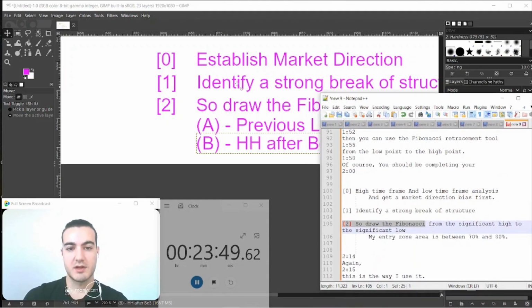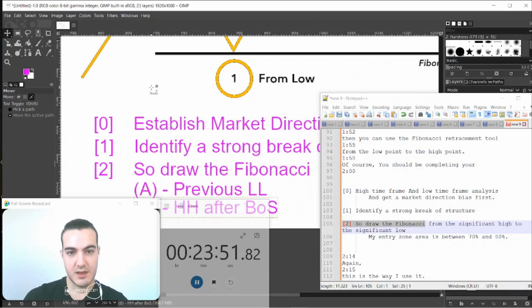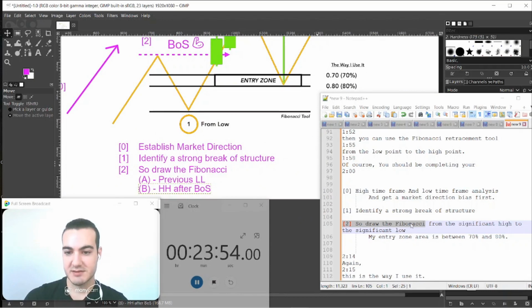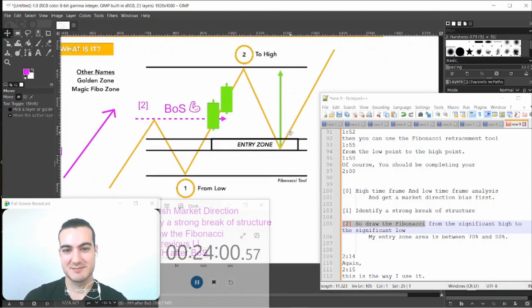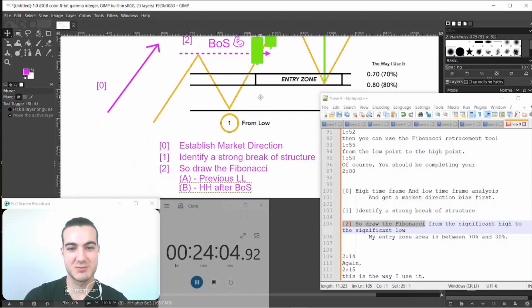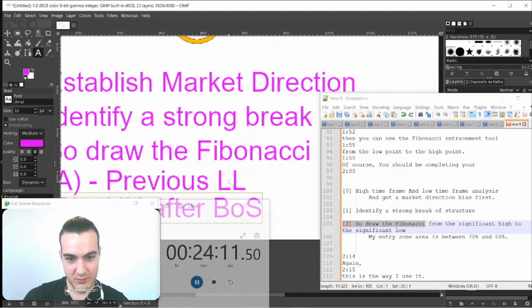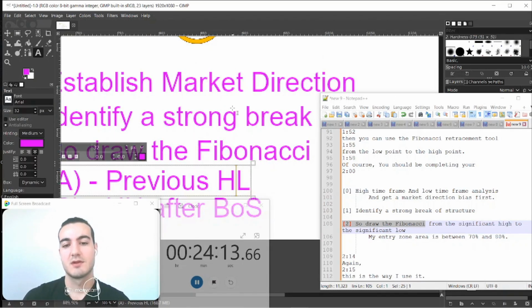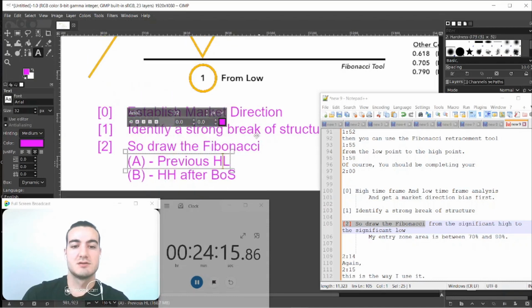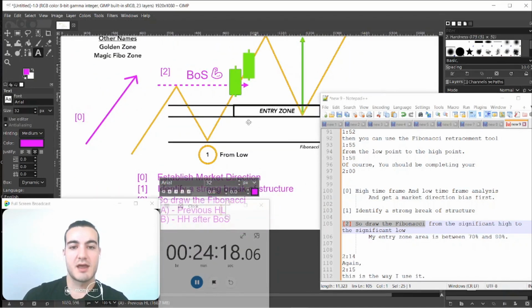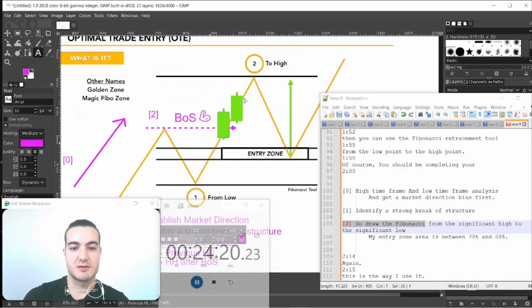So I changed the wording of how he draws his Fibonacci a little bit. He says, draw the Fibonacci from the significant high to the significant low. It might not be immediately clear what he means by significant, so just to make it painfully obvious, we'll say the previous lower low, or I guess that would be a higher low, wouldn't it? Correction, higher low, to the higher high after the break of structure.